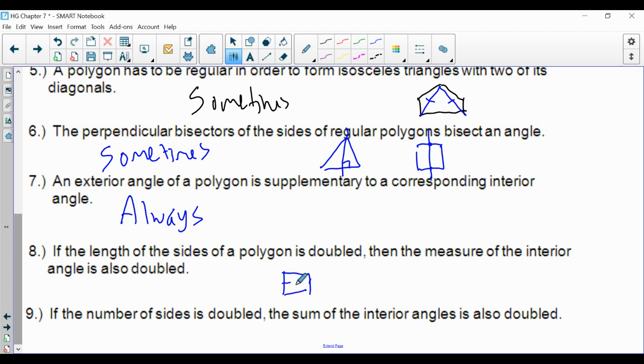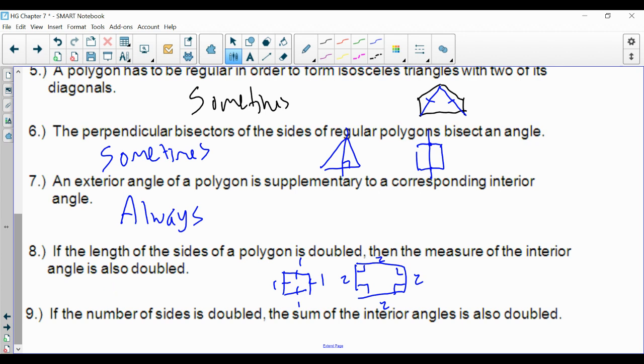Square. So if it's 1, 1, 1, and 1, and I double it to 2, 2, 2, and 2, it's still a square, which means it's still got right angles, which means that this does not happen.